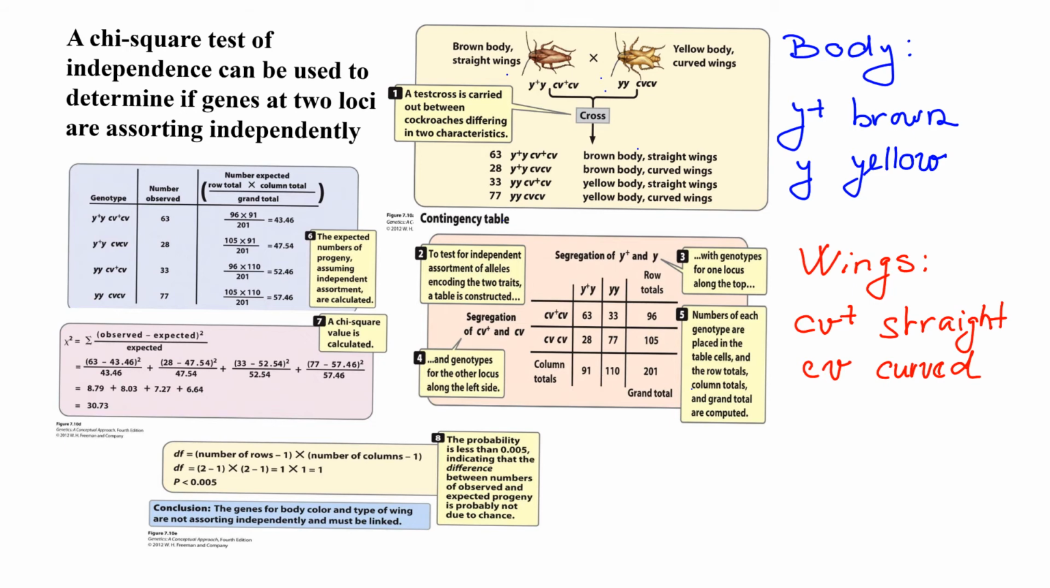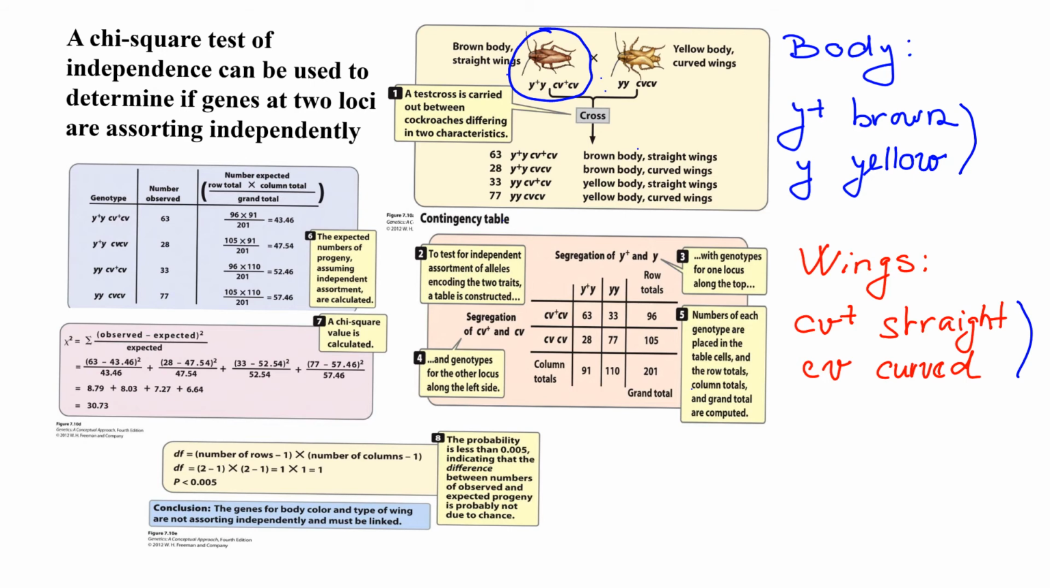We will follow cockroaches. Well, I don't like cockroaches, but this is an example from the book, so let's follow the cockroaches. You perform a test cross of the individual cockroaches where you follow body color, where brown is dominant over yellow, and shape of wings, where straight wings are dominant over curved wings. So you test cross the individual which is heterozygous, and basically you don't know whether it is independent assortment or whether it is linked genes, because the difference between recombinant and non-recombinant is not completely clear that you have much more non-recombinant.